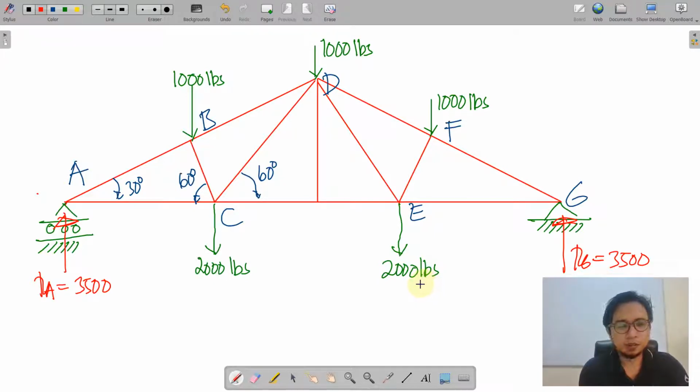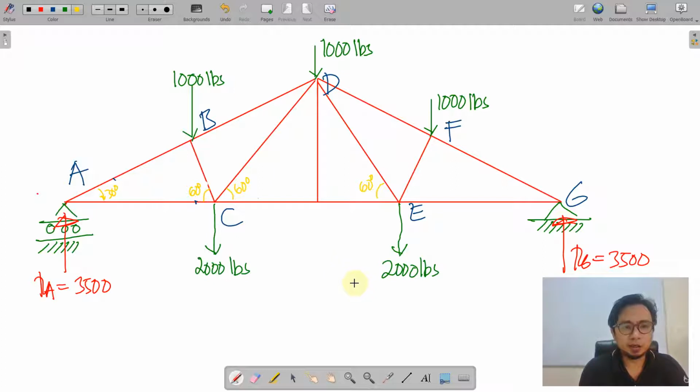Just the same procedure, we are going to isolate joint per joint. Of course, the first step is to choose the joint where there are only two force members. Practically, if we look into the truss, A and G are the joints where two members are present. So let us reduce the angle so that we can work with the truss cleanly.